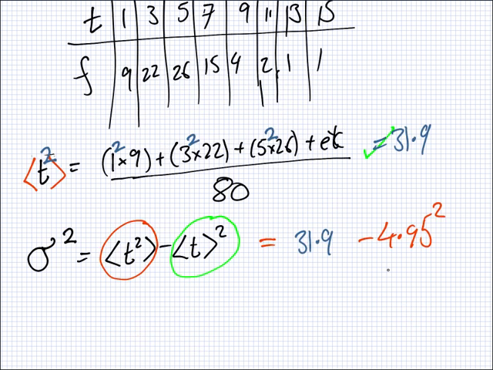Was it exactly 4.95, Angela? Yeah. So then sigma is the square root of the difference there. So that's 2.72.